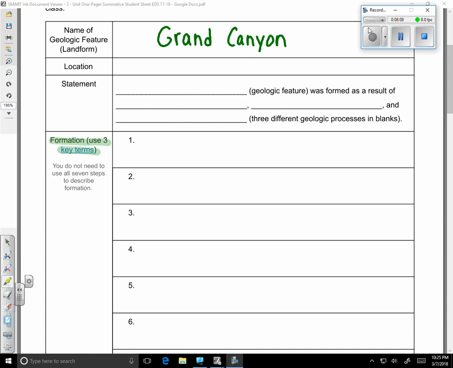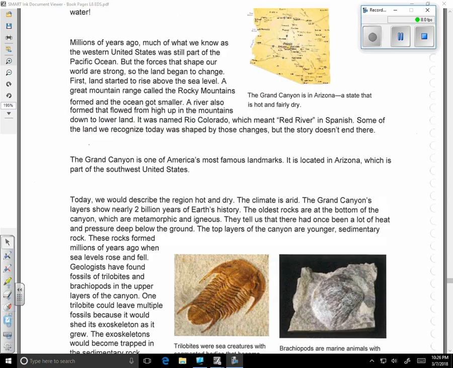So let's talk about the first step. So right here is the first step. And we know that the great mountain range called the Rocky Mountains were formed.